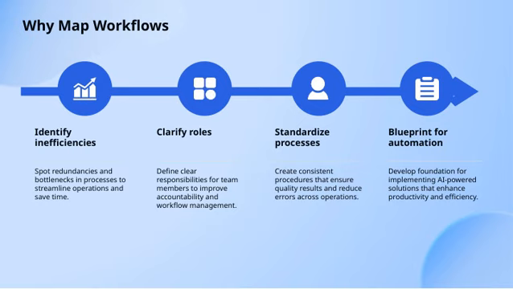Next, mapping clarifies roles. When everyone's responsibilities are clearly defined, accountability improves, and workflow management becomes much smoother. It's about making sure each team member knows what they're responsible for. Another key point is standardizing processes. Creating consistent procedures ensures that quality results are maintained and errors are minimized across all operations. This consistency is crucial for reliable delivery.